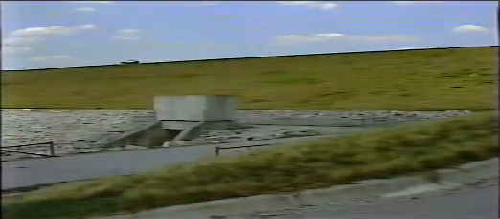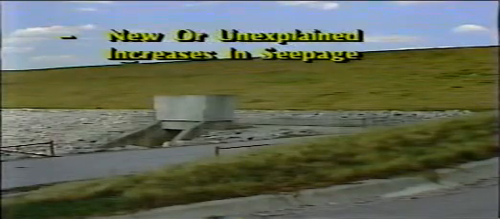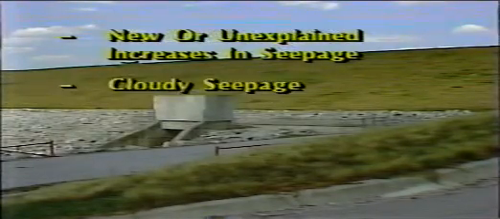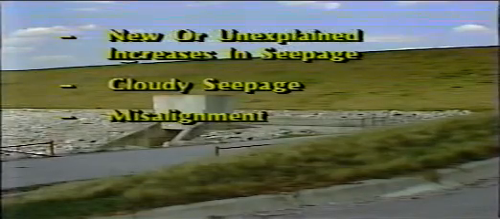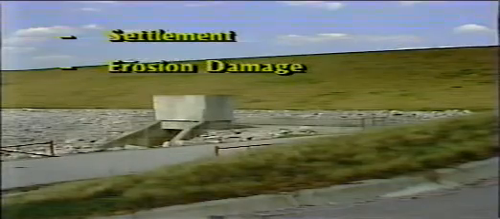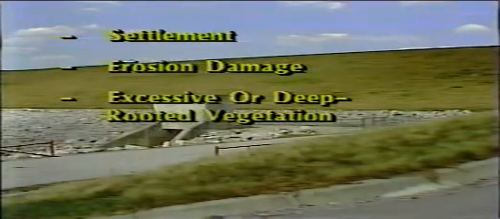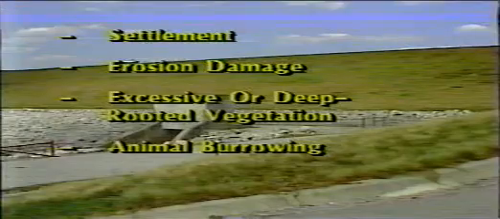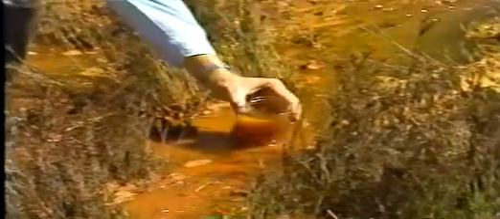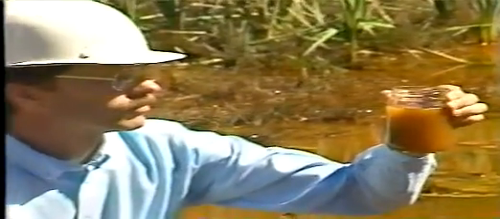Things to look for on an embankment dam include new or unexplained increases in seepage, cloudy seepage, misalignment, cracks, slides, settlement, erosion damage, excessive or deep-rooted vegetation, animal burrowing, and damage to instrumentation. One of the most serious conditions is increasing or cloudy seepage. Seepage is a problem when it erodes embankment or foundation materials. Increasing or cloudy seepage is an indication that this is happening.